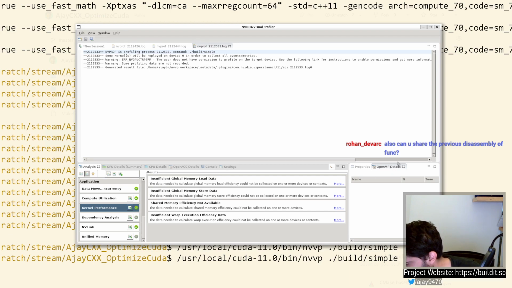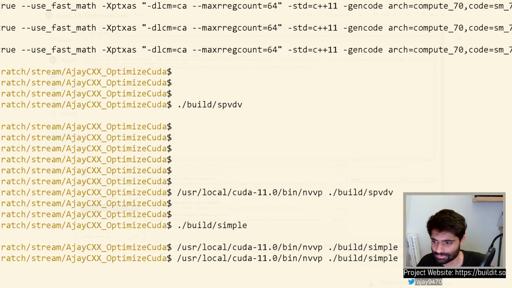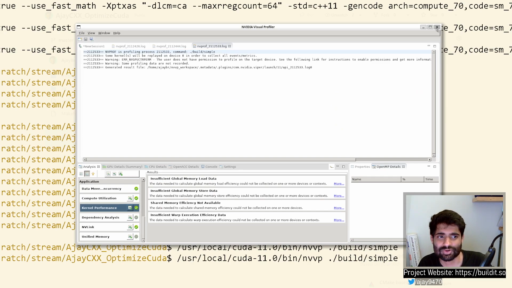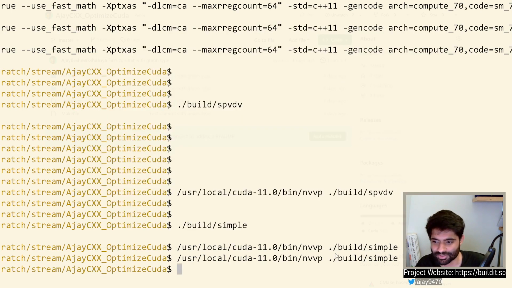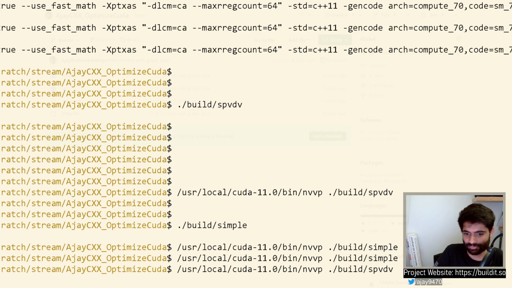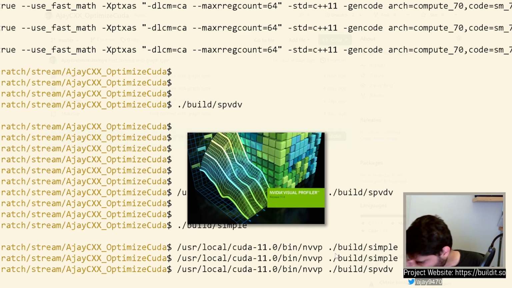Okay. Can you also share the previous disassembly of the function? How many GPRs do those registers on V100 have? We'll get to that in just a second. If you guys want to see the previous one, this one is not showing anything, so I'm going to close it. Unfortunately there are no issues, so it doesn't want to show anything. Okay, let's go one by one. How many general purpose registers does V100 have?